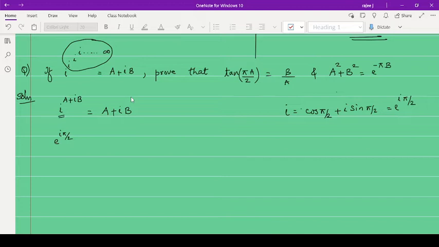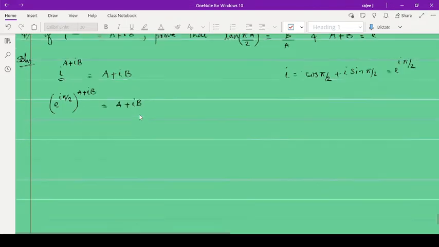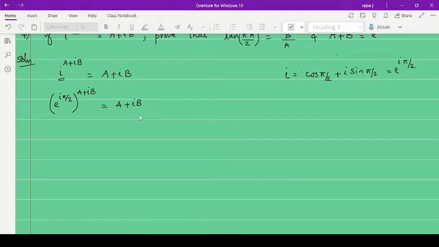So e raised to I pi by 2 raised to a plus ib. This is equal to a plus ib. Then now this is a raised to m the whole raised to n form. A raised to m the whole raised to n is a raised to m into n. So this will be e raised to I pi by 2 into a plus ib. A raised to m the whole raised to n is a raised to m into n, so a plus ib. This is equal to here, this is equal to a plus ib.